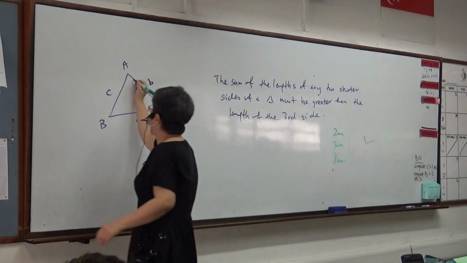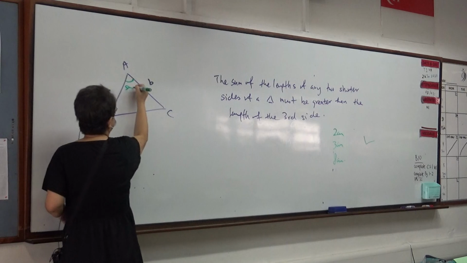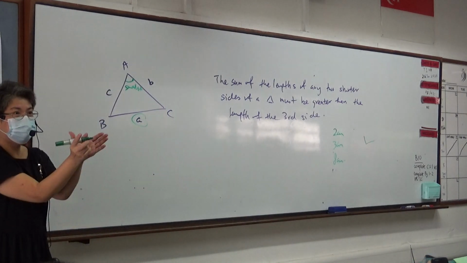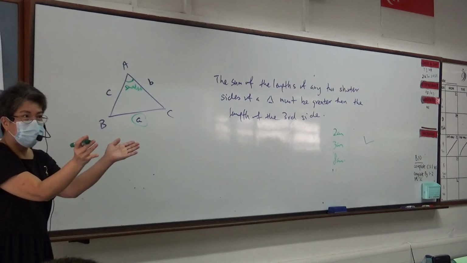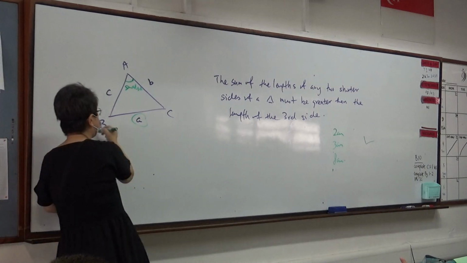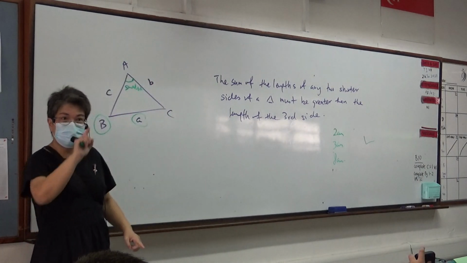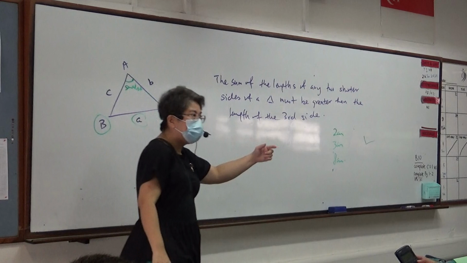If this is the smallest angle, this will be the smallest angle because of the way it opens. Agree? If this is the biggest angle, this will be the greatest length. That means the one opposite will be the greatest length. This is something that you must know.